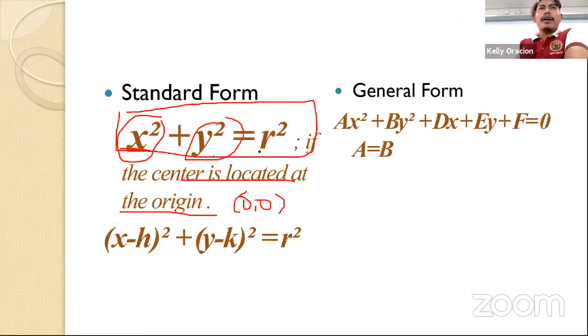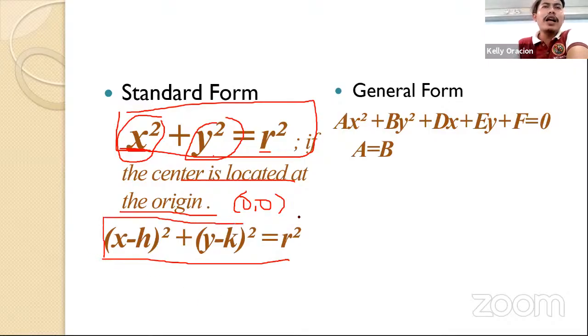Now, ano itong r? This r, that is your radius. Okay, that is your radius. Now, ito namang sa baba, this is the standard equation of your circle in which the center is not located at the origin. So the center here, we have H and K.